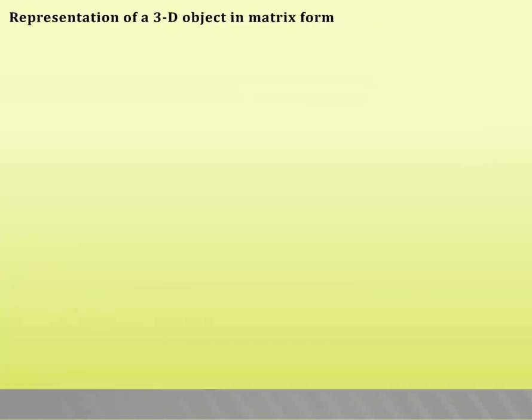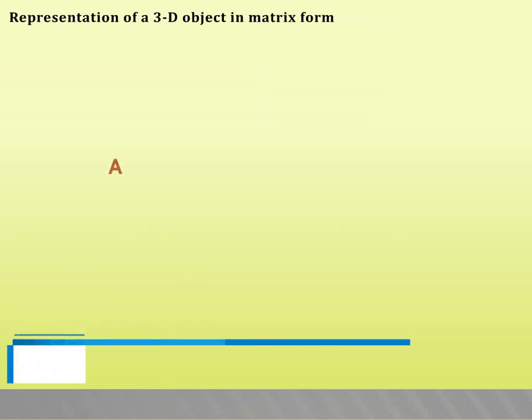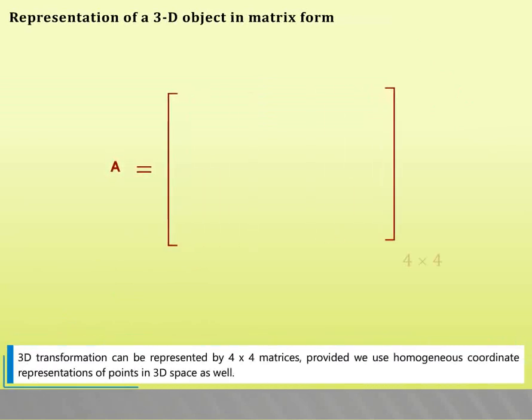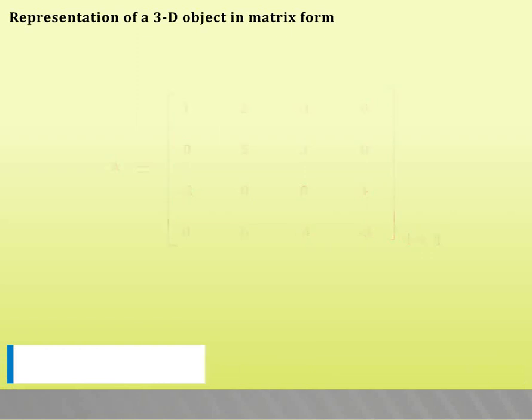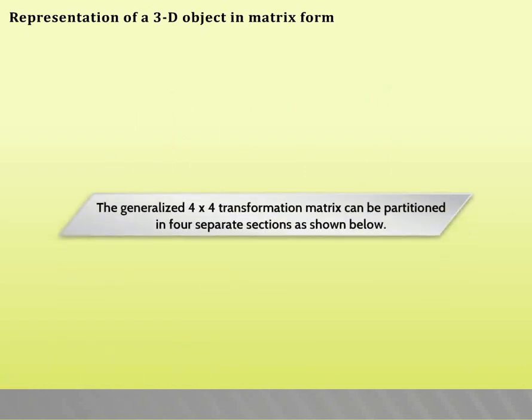Representation of a 3D object in matrix form. 3D transformation can be represented by 4 cross 4 matrices provided we use homogeneous coordinate representations of points in 3D space as well. The generalized 4 cross 4 transformation matrix can be partitioned into 4 separate sections as shown below.